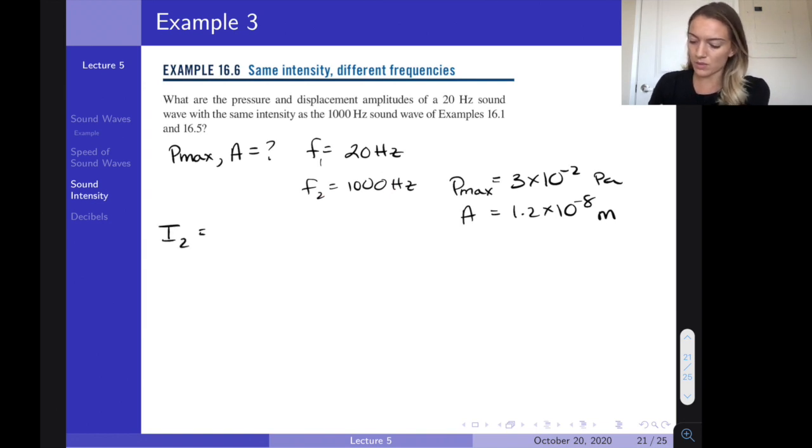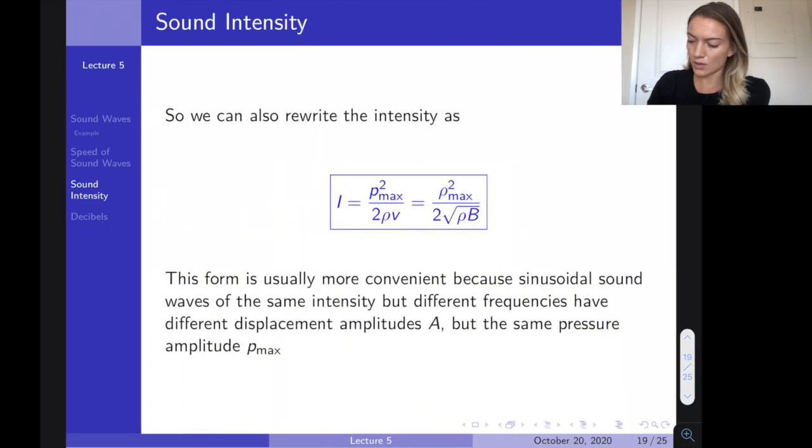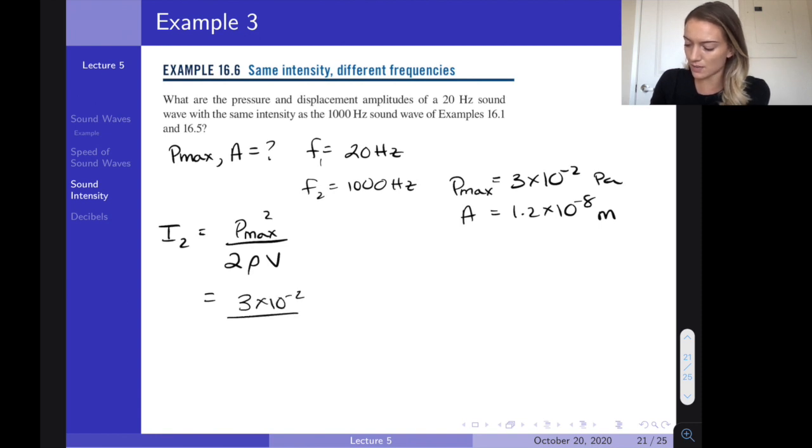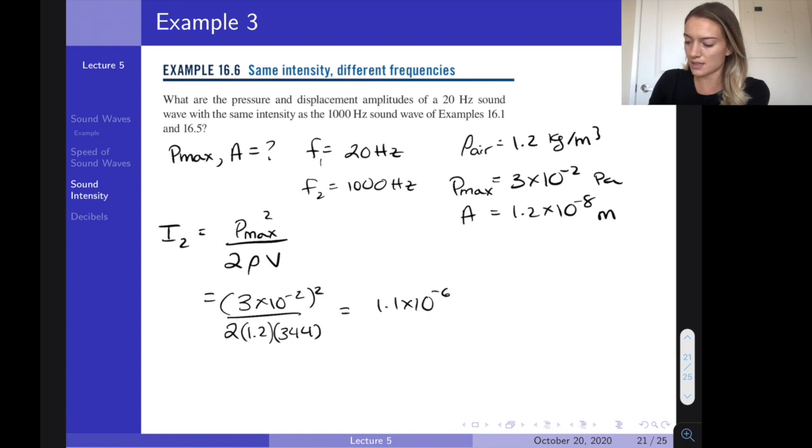Our 1000 hertz wave, we'll call that I2, and let's use the first formula. We have Pmax squared over 2 rho times the velocity. Pmax, from the previous problem, was 3 times 10 to the negative 2, squared, divided by 2. The density of air is about 1.2 kilograms per meter cubed, so I'll write that here. And this is the velocity of sound waves in air, 344 meters per second, squared. So this comes out to 1.1 times 10 to the negative 6 watts per meter squared. That's the intensity of this wave.